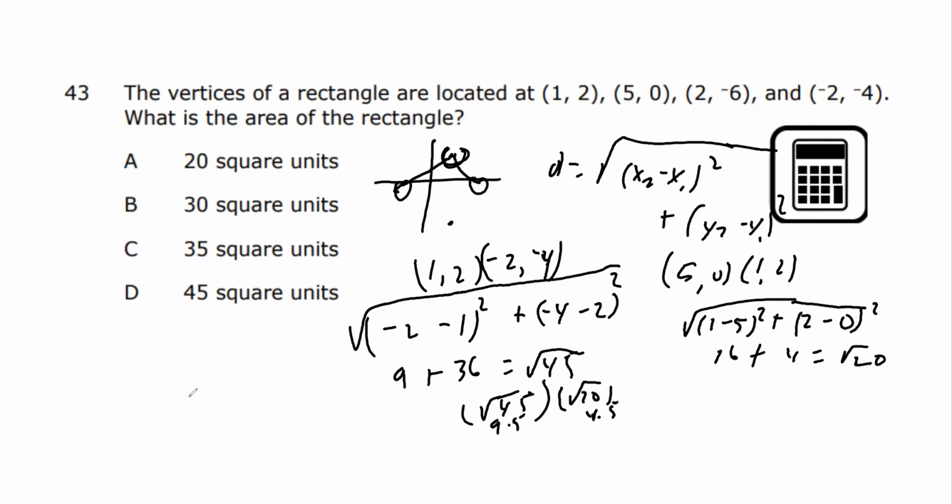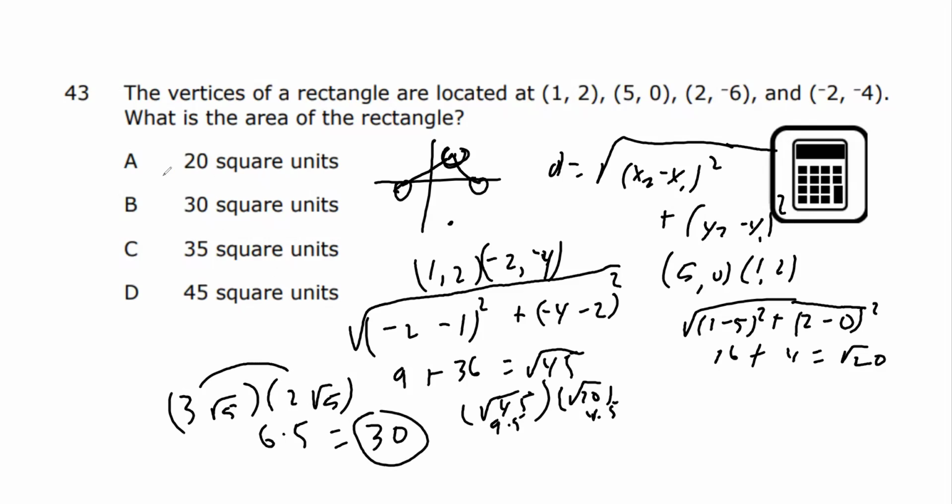The square root of 9 is 3 times the square root of 5. I can't do anything with the 5. That's times the square root of 4, which is 2, times the square root of 5. Now to simplify this, 2 times 3 is 6, times the square root of 5 times the square root of 5, which is 5. And then 6 times 5 is 30. And there is your answer. So it's B.